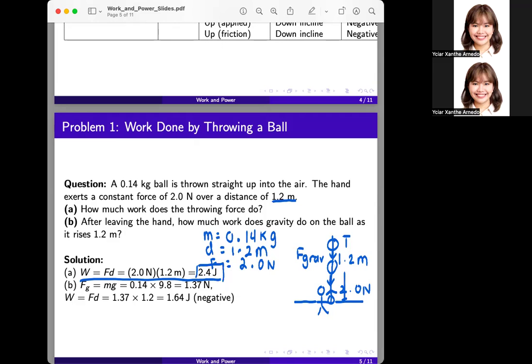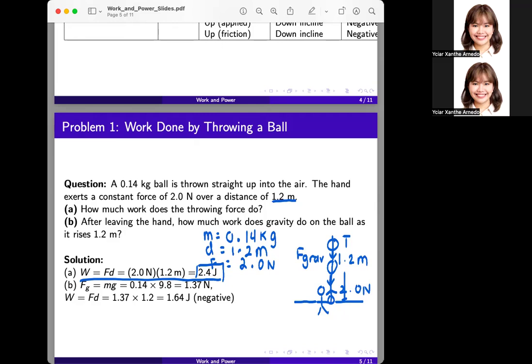For part B, we're talking about the descent now. So the force here would be gravity downwards. And the direction of the displacement is downwards as well. So still the same direction as the force. And in here, Fg stands for Fgrav.